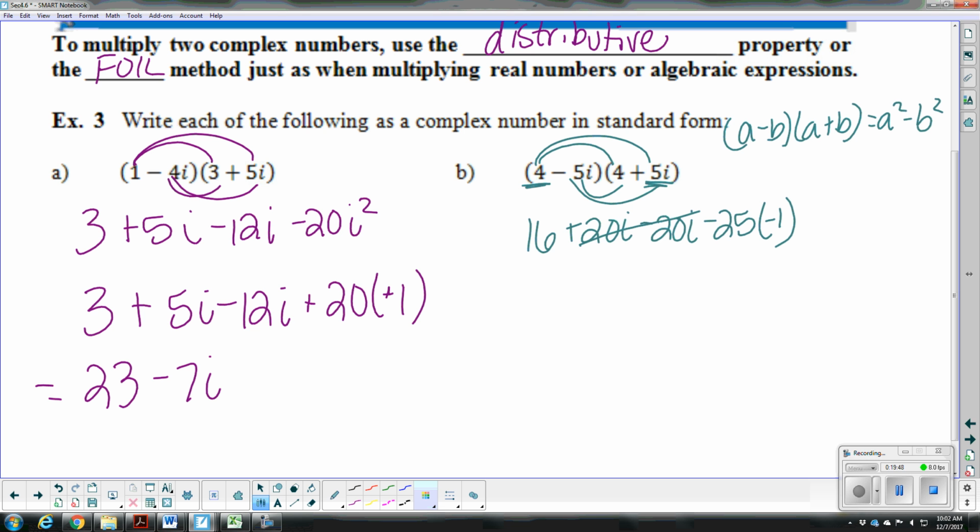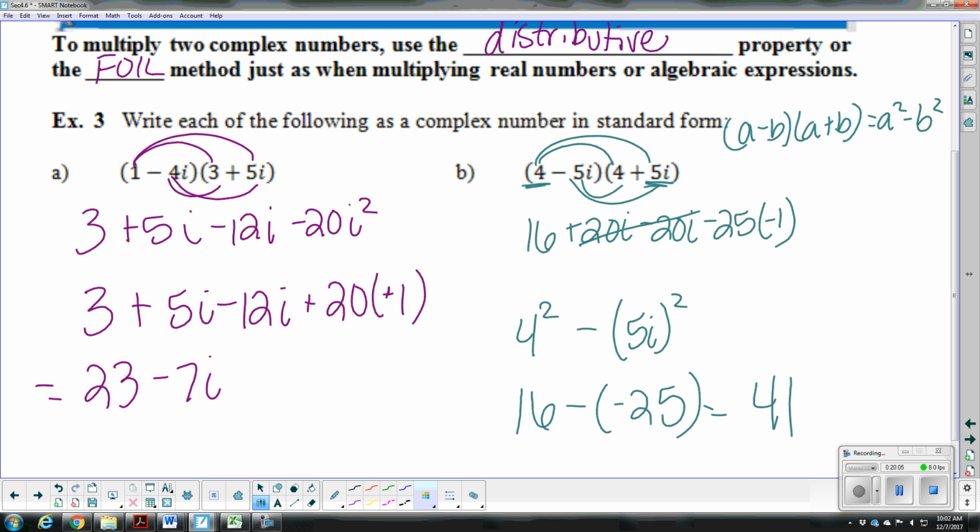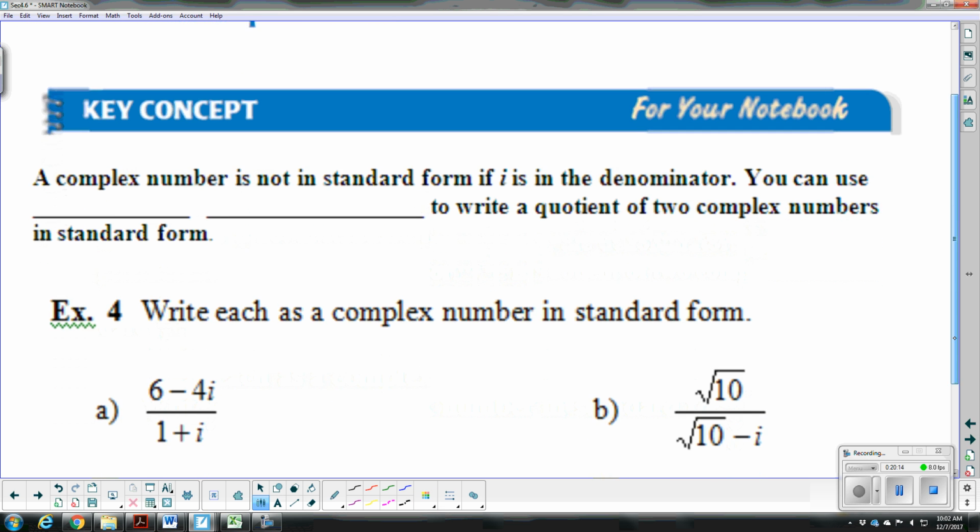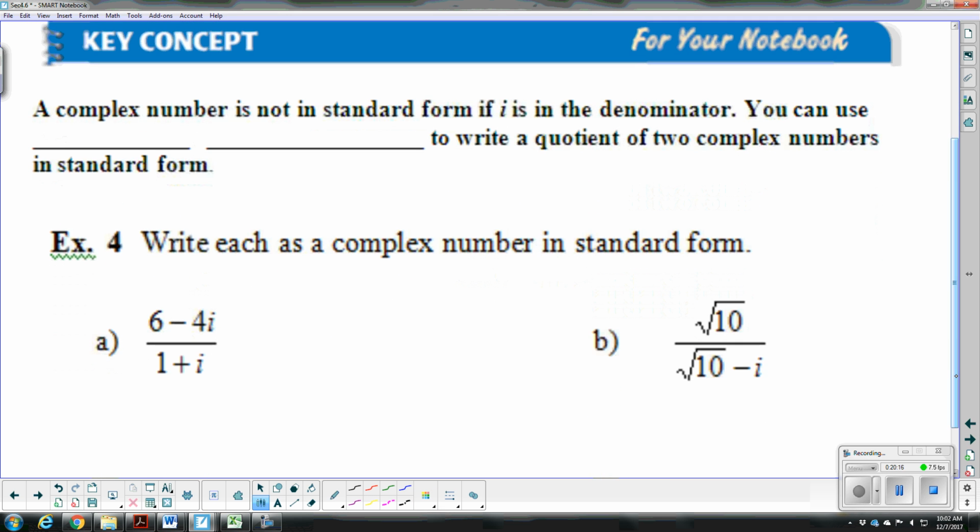So our a squared minus our b squared, which is 16 minus negative 25, gives us 41. So 16 plus 25 is 41. Again, don't forget that difference of perfect squares shortcut if you can recognize it. Otherwise, using the FOIL method is a little bit longer, but it'll give you the same answer.